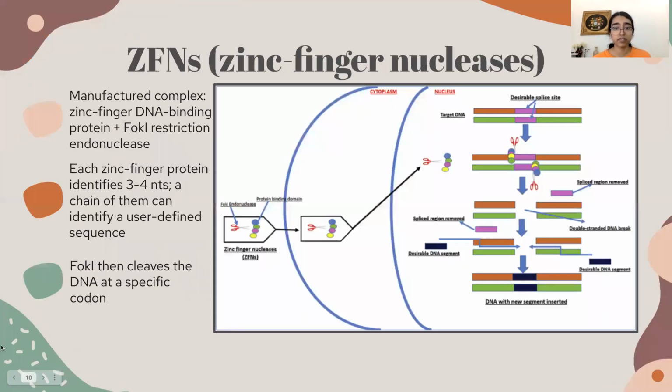The ZFN, or zinc finger nuclease, is a manufactured complex of a zinc finger DNA binding protein with a restriction endonuclease called FokI. The zinc finger protein identifies a cleavage site on a DNA strand that is 3 to 4 base pairs long. Usually longer user-defined sequences need to be identified, so a chain of zinc finger proteins is specially manufactured. The chain is attached to the endonuclease, which cleaves the DNA at a specific codon in the target sequence.